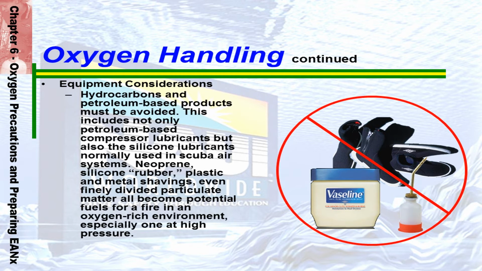This includes not only petroleum-based compressor lubricants, but also the silicone lubricants normally used in scuba air systems. Neoprene, silicone rubber, plastic and metal shavings, even finely divided particulate matter all become potential fuels for a fire in an oxygen-rich environment, especially one at high pressure.